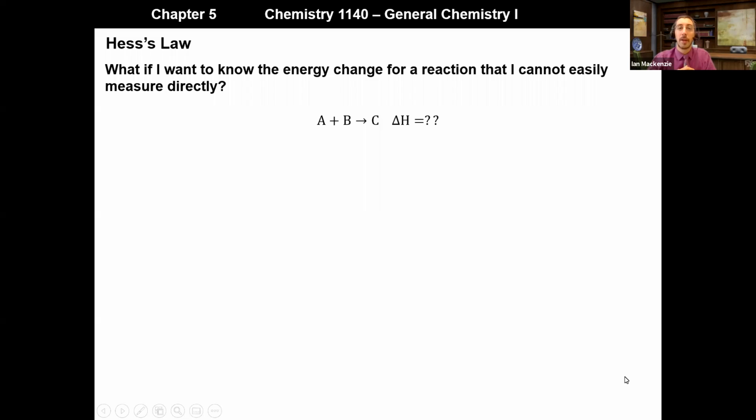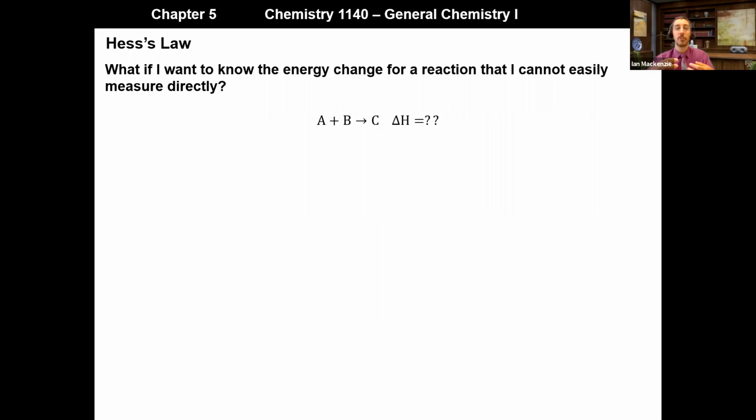So we've talked about how to use enthalpy for a reaction if it's given to us. We also know now, using calorimetry, how to measure the enthalpy change for a reaction, whether that's using constant pressure calorimetry or bomb calorimeter. But what if we have a reaction that's not easily measured directly, that we can't just do constant pressure or bomb calorimetry on? And what if we want to know the enthalpy change for that reaction?